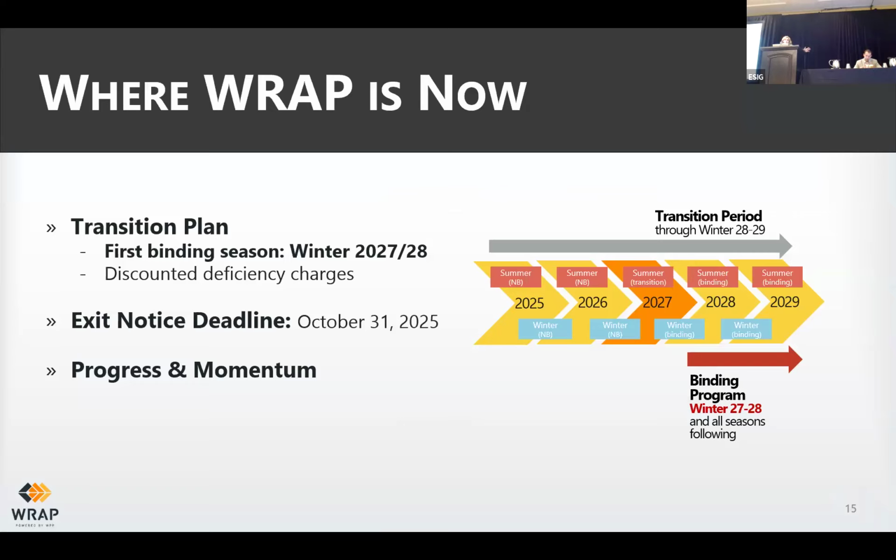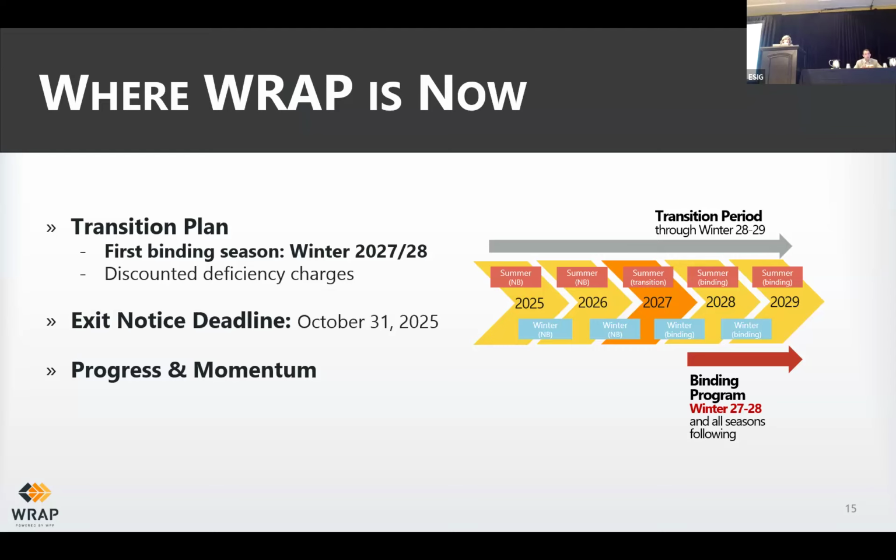Our timeline has always been in our tariff that by the time we got to 2025, our 2-year planning cycle, we would automatically throw everyone into the binding program, all compliance requirements fully engaged, deficiency charges in effect. We had the option in the tariff to go live earlier. And every time we got to that deadline, the decision of the participants was, we're not ready. Let's kick the can down the road.